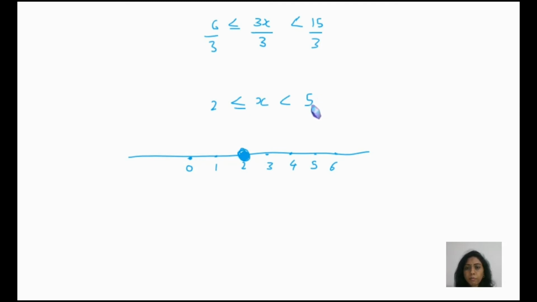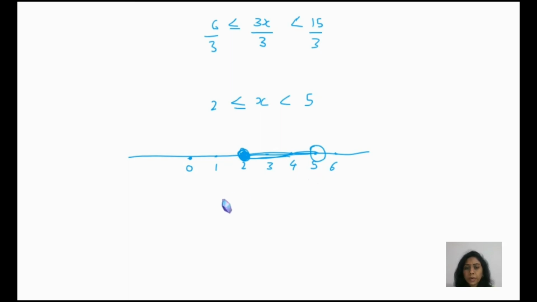And 5. Here there is no equal to sign. It means the x value can't be 5. Maybe 4.99999, but not exact 5. So you can just draw a hollow circle. And here the solution is in between these. It means 2 is included, 5 not included.